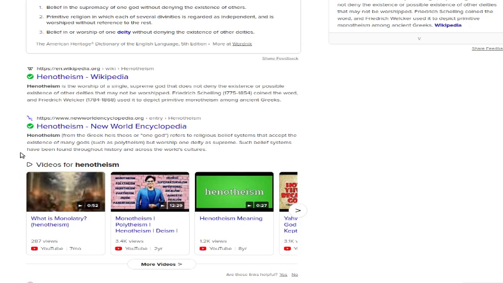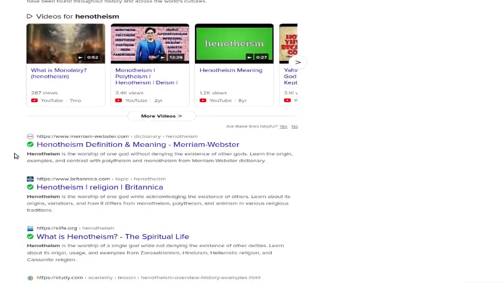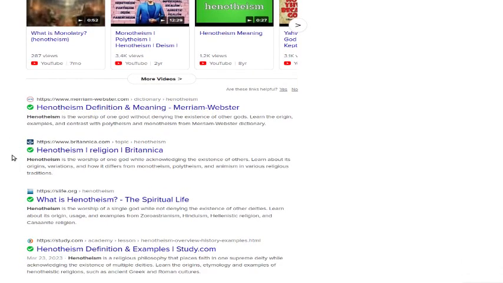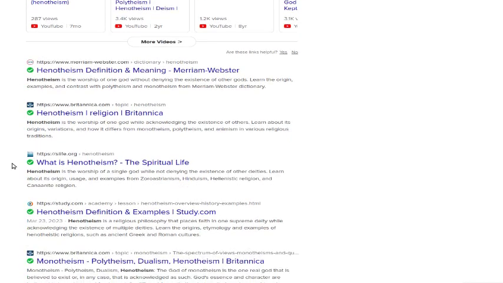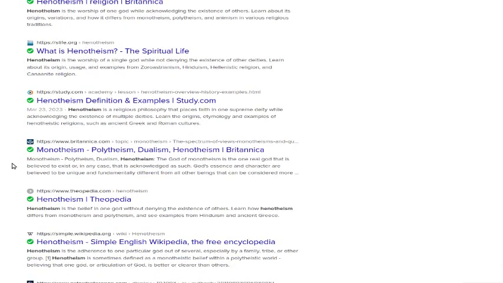So would the Christian religion be like that? In regards to Jesus, God, Jesus, and the Holy Spirit? Okay, there's some dictionary meanings. Britannica, which is over 250 years old, so I guess you could trust that. Henotheism is the worship of one God while acknowledging the existence of others. And so forth.